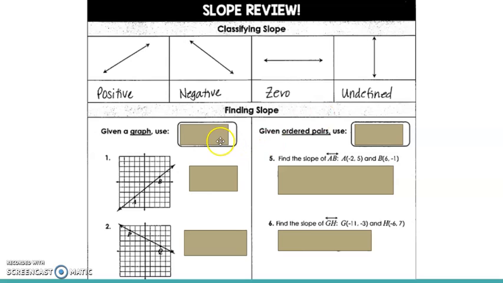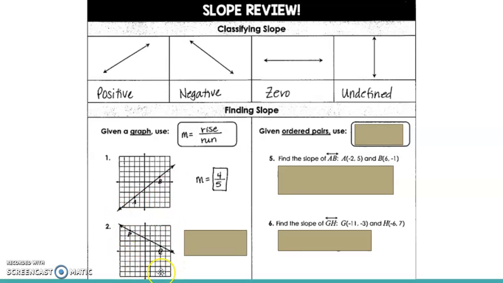When we look at slope from a graph, remember we are doing rise over run. So that means we are starting at point A and we're figuring out how much we need to go up and how much we need to go over. When I do this one, I am going up +4 and over +5.